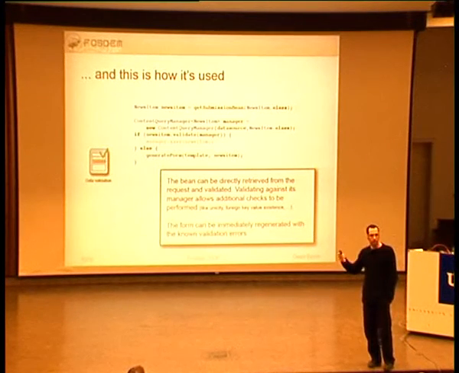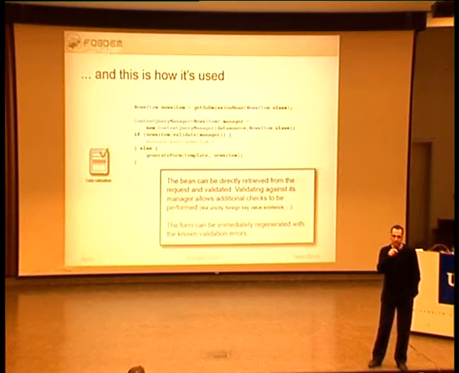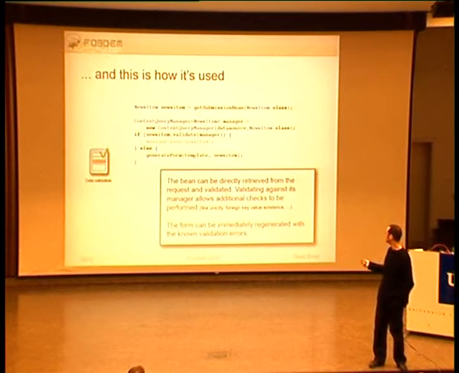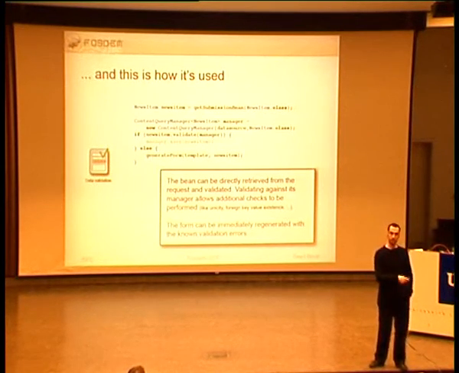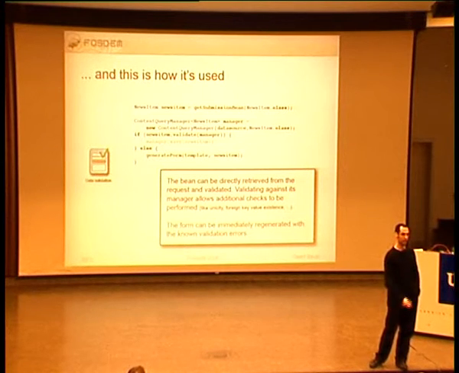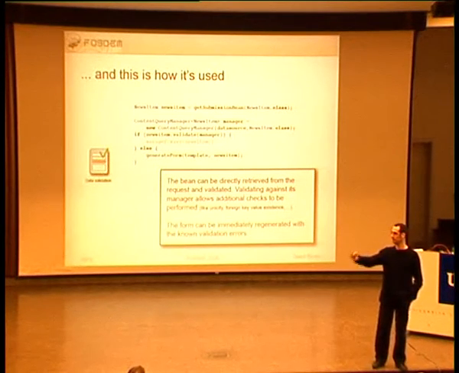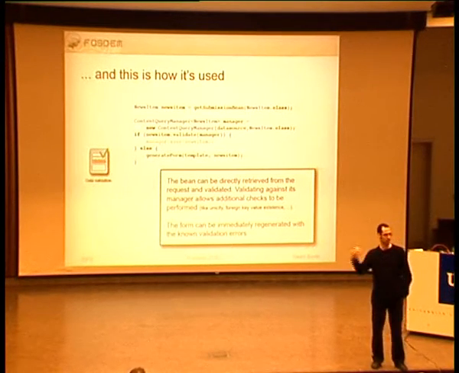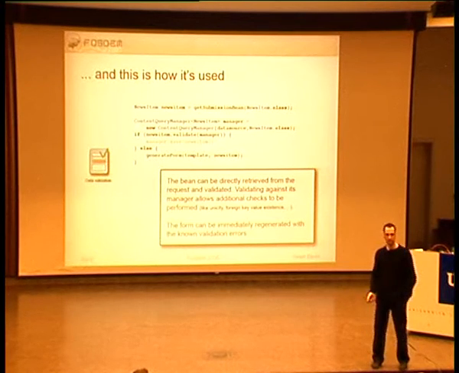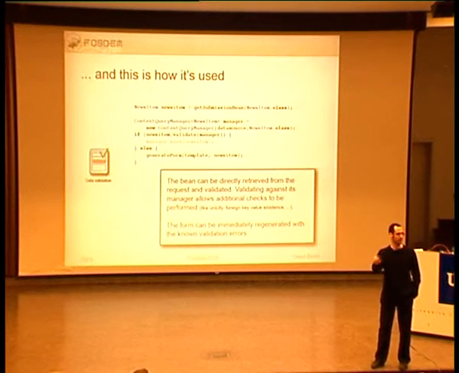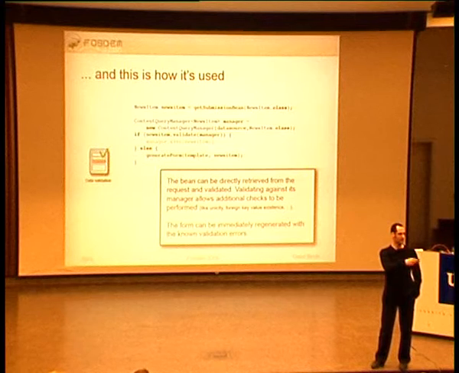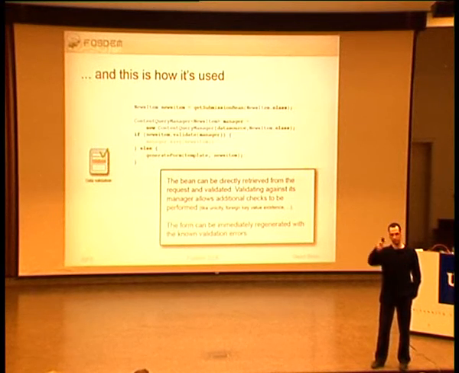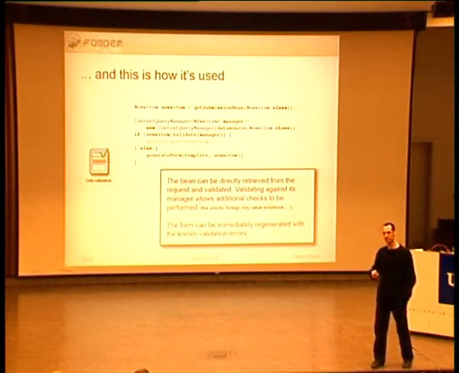Why against the manager? You could also validate it against itself. But if you validate it against the manager, it can check unicity, for example, for you. If you add a certain constraint to a property that it has to be unique, it can go directly to the database and check if it's not already there and then give you a validation error, stuff like that. It can also check foreign keys for you to see if the value that's filled in a certain property is a valid value for the foreign key that goes towards another table.